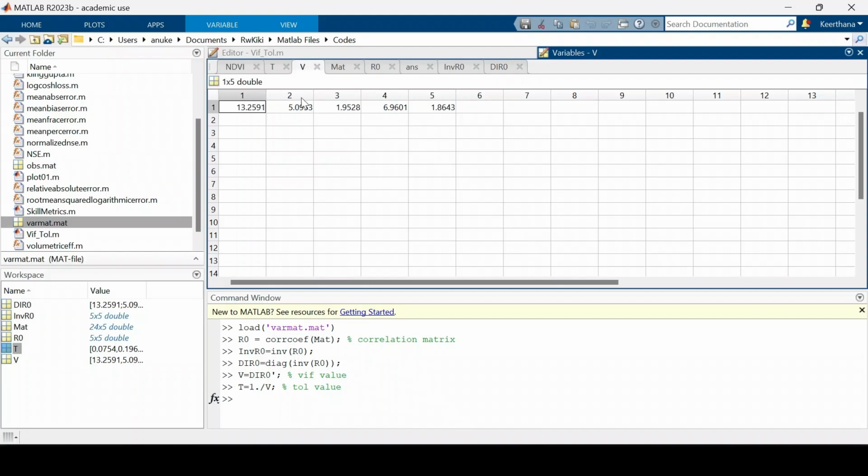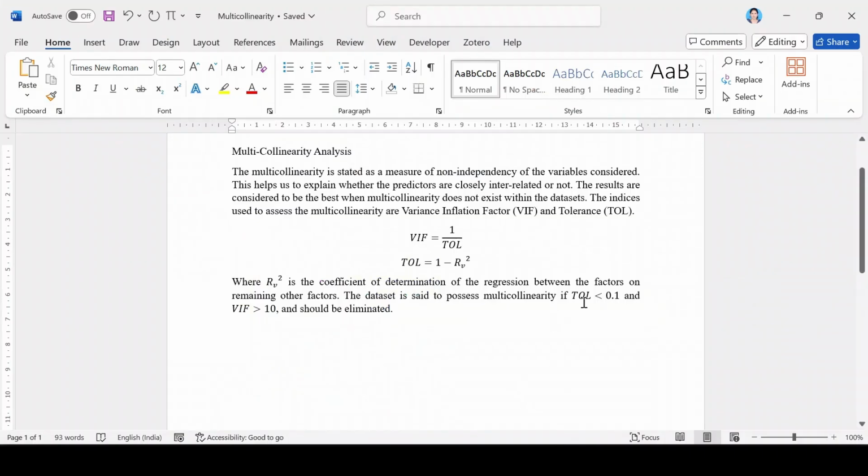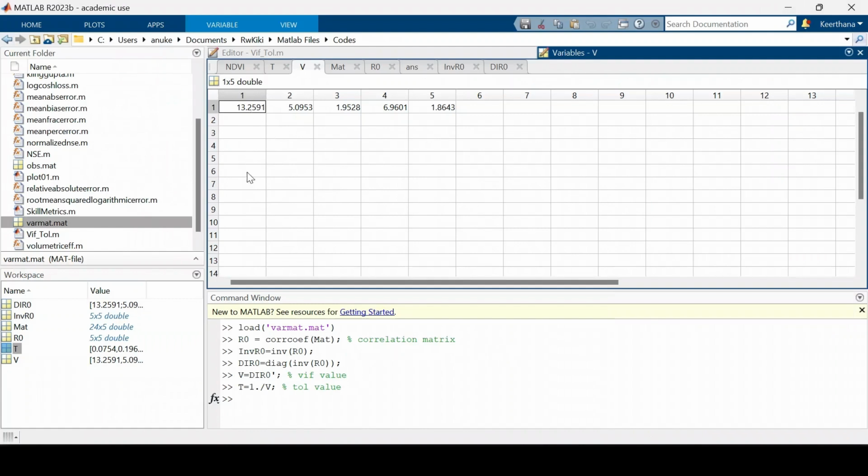Now in the VIF, you can see the first variable has a VIF of 13, which is strictly greater than 10. So this variable should not be considered in the modeling. That is, it has some interdependency or is interrelated with respect to the other variables.